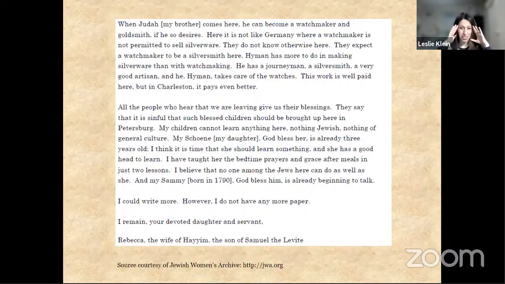Just unbelievable, so hard to wrap your head around. Not only are we not emailing here, but she's literally ending this letter because there's no more paper to write. "I remain your devoted daughter and servant, Rebecca, the wife of Chaim, the son of Samuel the Levite."